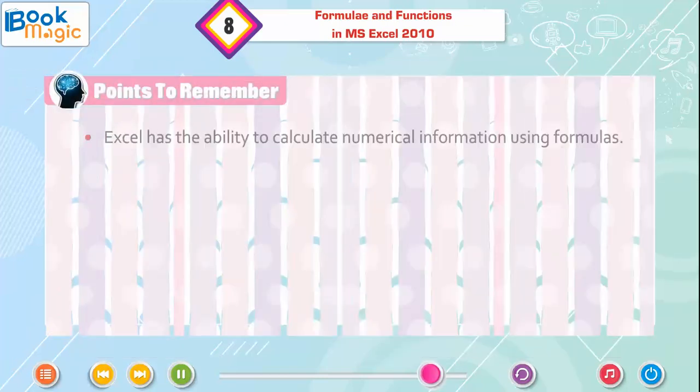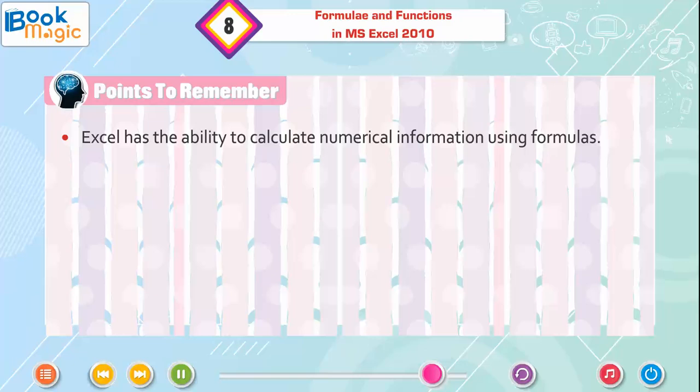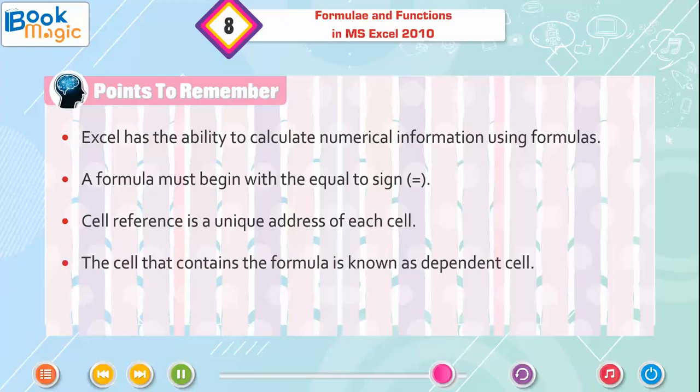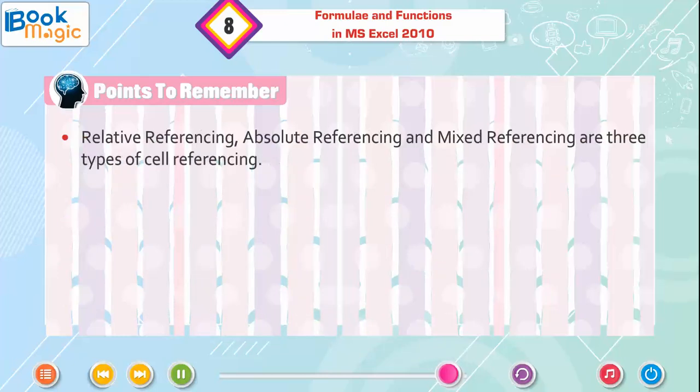Points to remember. Excel has the ability to calculate numerical information using formulas. A formula must begin with the equal to sign. Cell reference is a unique address of each cell. The cell that contains the formula is known as the dependent cell. Range is a group of related cells in a worksheet.